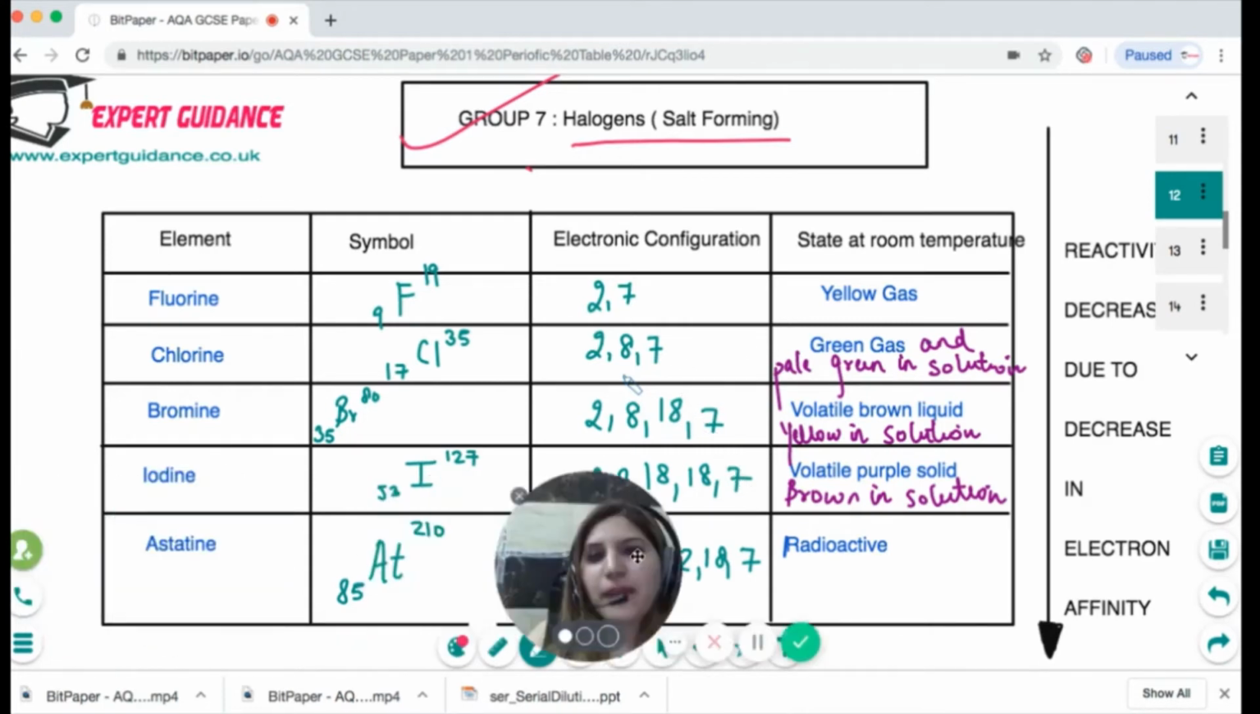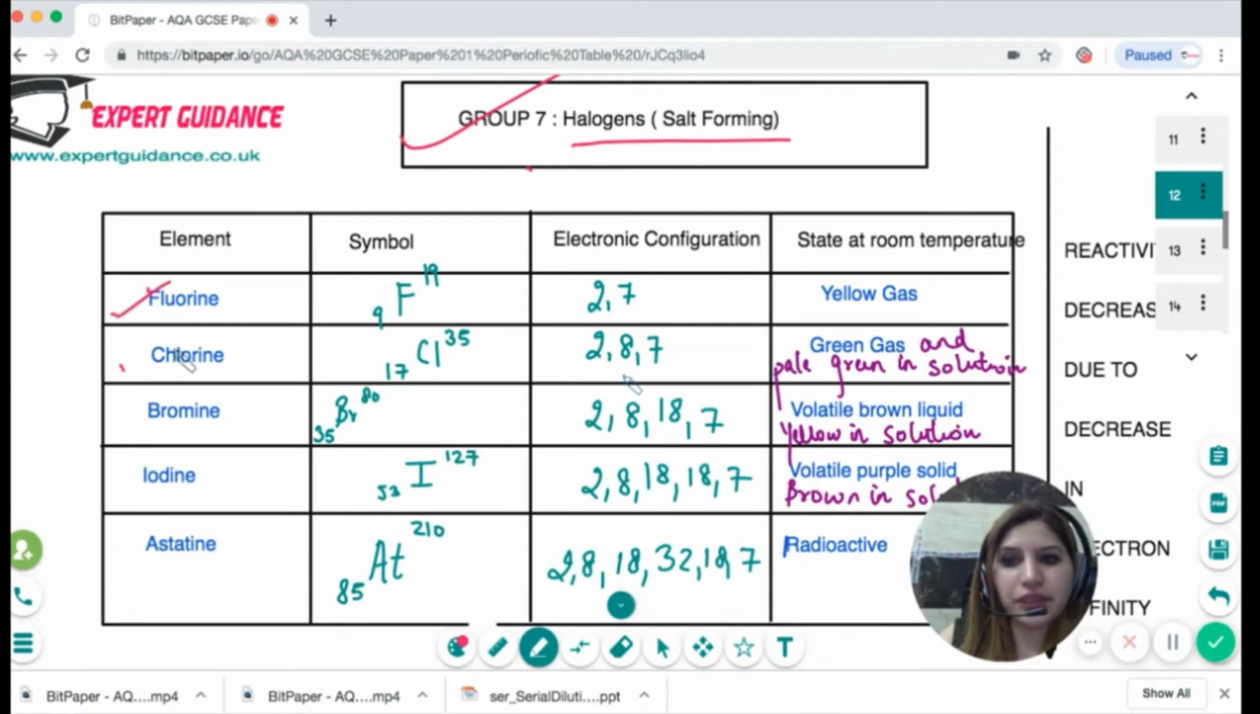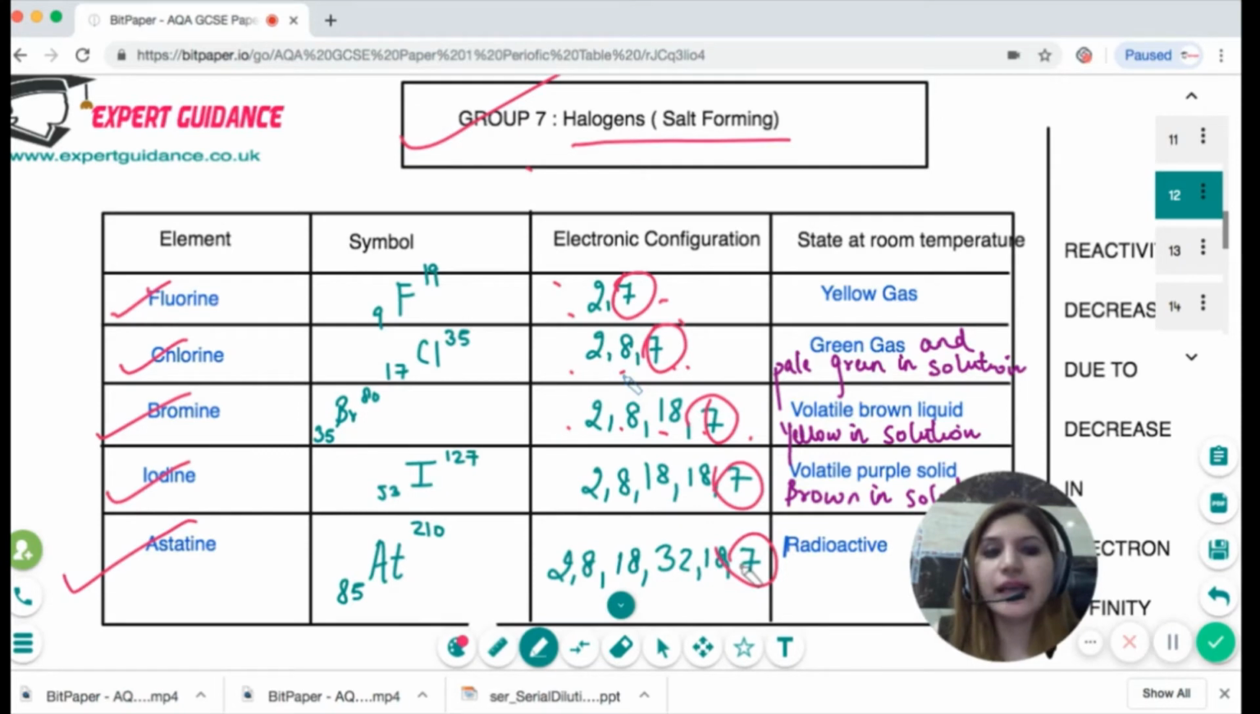The members of the halogens are fluorine, chlorine, bromine, iodine, and astatine. Electronic configurations: 2,7; 2,8,7; 2,8,18,7; 2,8,18,18,7; 2,8,18,32,18,7. So you can see all of them have 7 electrons in the outermost shell. Now you also need to know the physical state, like how they look at room temperature and how they look in solution.